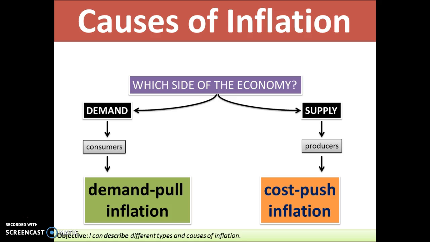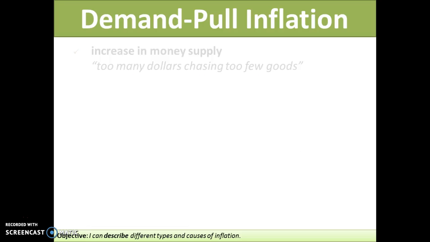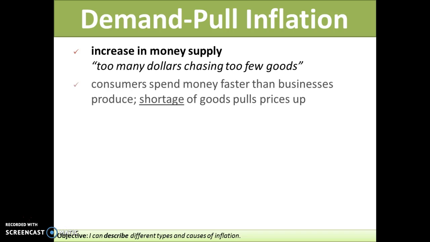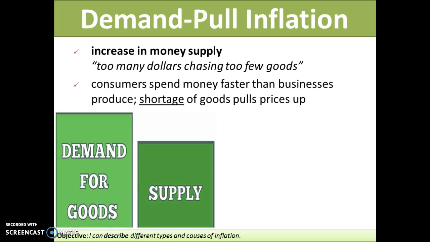So let's first take a look at demand pull inflation. It's an increase in the money supply, basically when we have too many dollars chasing too few goods. Consumers spend money faster than businesses produce, and when we have a greater quantity demanded than what is supplied, we're going to have a shortage. As we've already studied, you get rid of a shortage by raising prices. And anytime that we are raising prices, that is inflation. Anytime we have a shift in the demand curve and prices have risen, that is inflation.